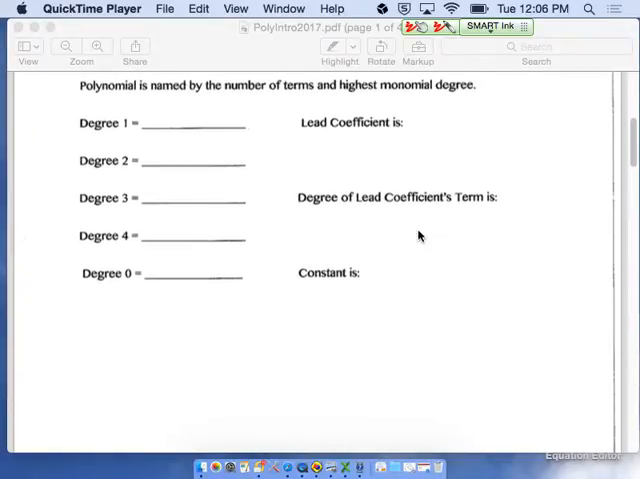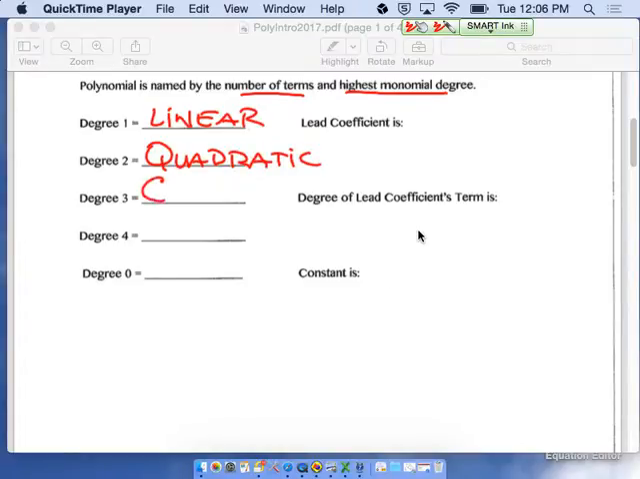A polynomial is named based on the number of terms and the highest degree on a single term in the polynomial. A degree 1 polynomial is called linear. A degree 2 is called quadratic. Degree 3 is called cubic. Degree 4 is a quartic, and we won't use this much. Degree 0 rather, the degree 0 is actually the constant.